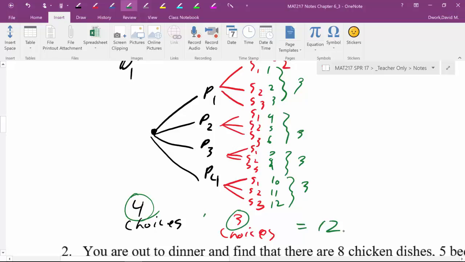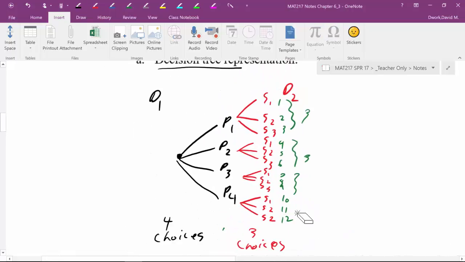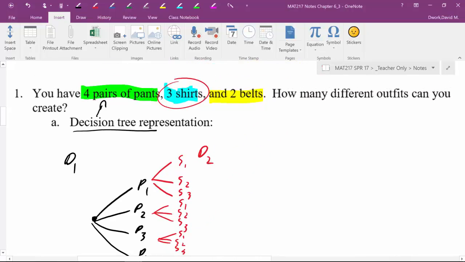So far. All right, so I hope that may have been the moment where some of you just realized, aha, right? This is the multiplication principle. Yes, it is. Because we are just going to repeat once again with our third decision. Our third decision is picking our belts. So now for decision three, we're going to build that off of here.